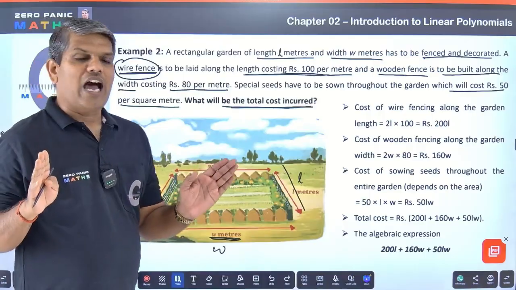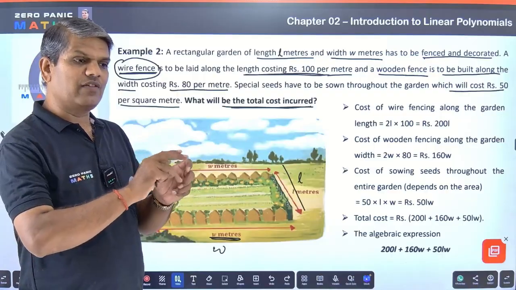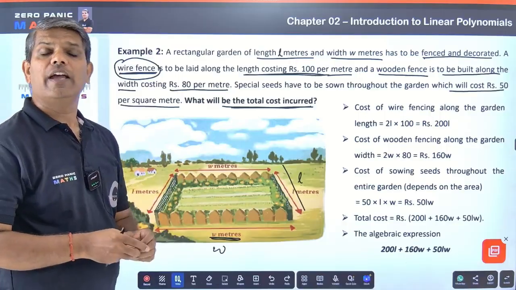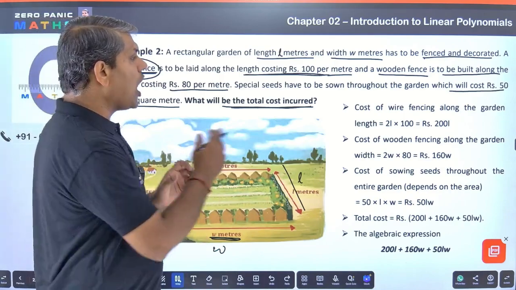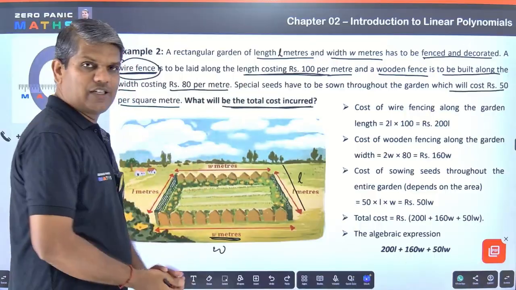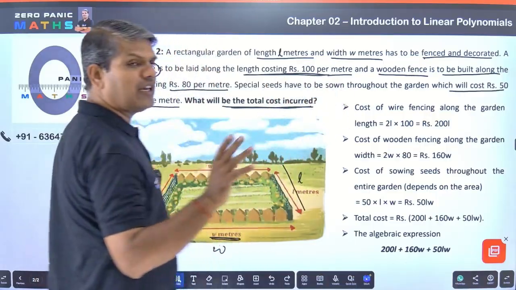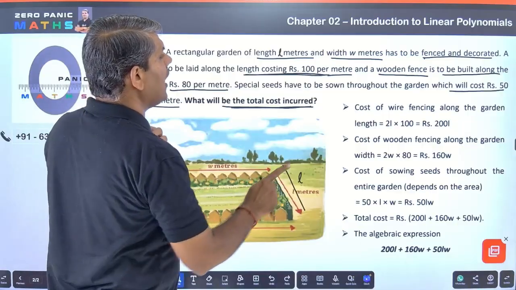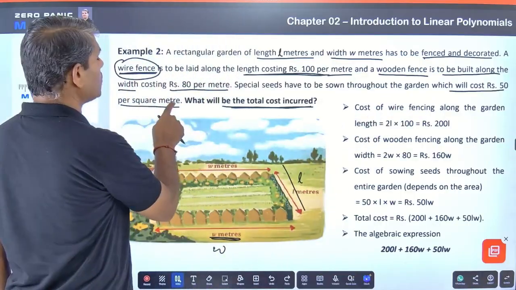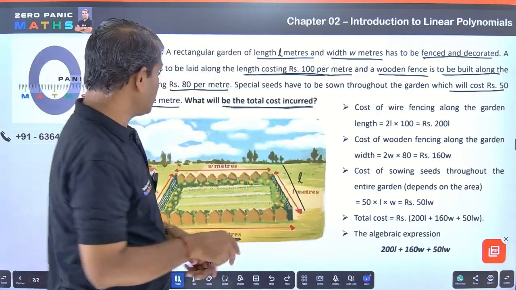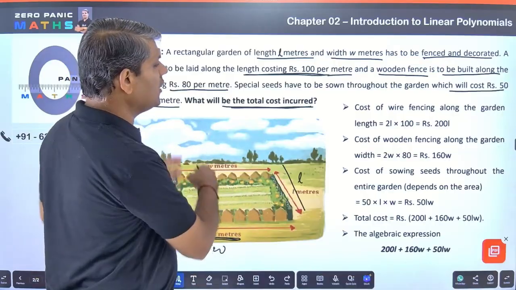Here, after reading all this problem, you need to understand what information is given and how we convert that information into an algebraic expression. Now think carefully and decide how you calculate the total cost incurred. So there are three different pieces of information given. That is 100 rupees per meter is one fence cost, and 80 rupees per meter is another fencing cost, and 50 rupees per square meter is another cost incurred to sow the seeds throughout the area of the rectangle, the area of the garden, you can say.